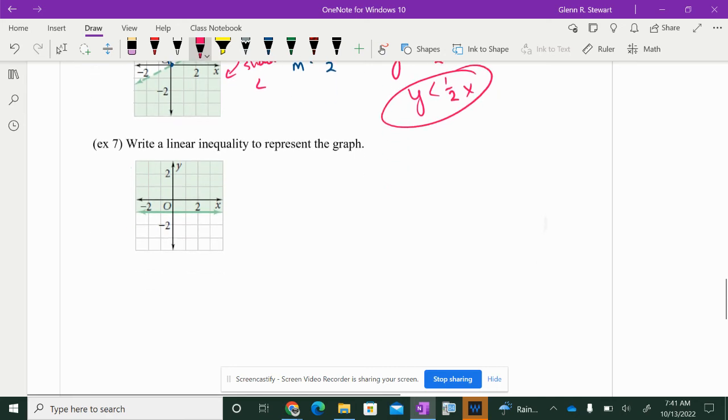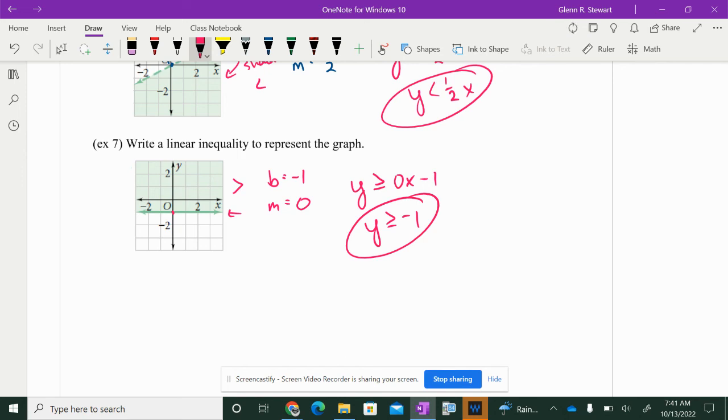I'm also going to write the linear inequality to represent this. Again, I'm going to start at my y-axis. In this case, I'm at negative 1. And then my slope is a horizontal line, so my slope is 0. That's a solid line, and it's shaded above, so it's greater than. So y is greater than or equal to 0x minus 1, or y is greater than or equal to negative 1.